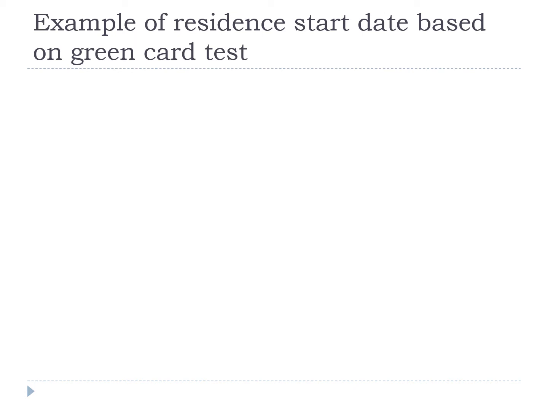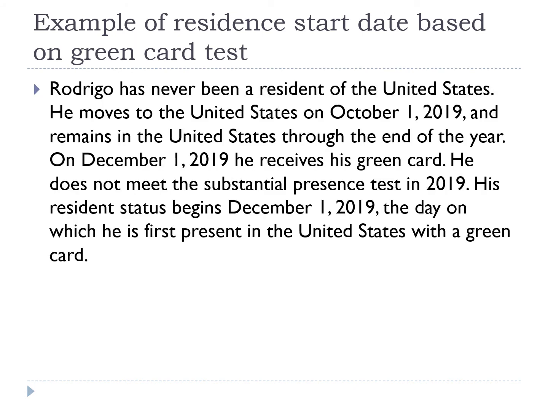Here's an example of the residence start date based on the green card test. Rodrigo has never been a resident of the United States. He moved to the United States on October 1, 2010, and remains in the United States through the end of the year. On December 1, 2010, he receives his green card. He does not meet the substantial presence test in 2010. His resident status begins December 1, 2010, the day on which he is first present in the United States with a green card.